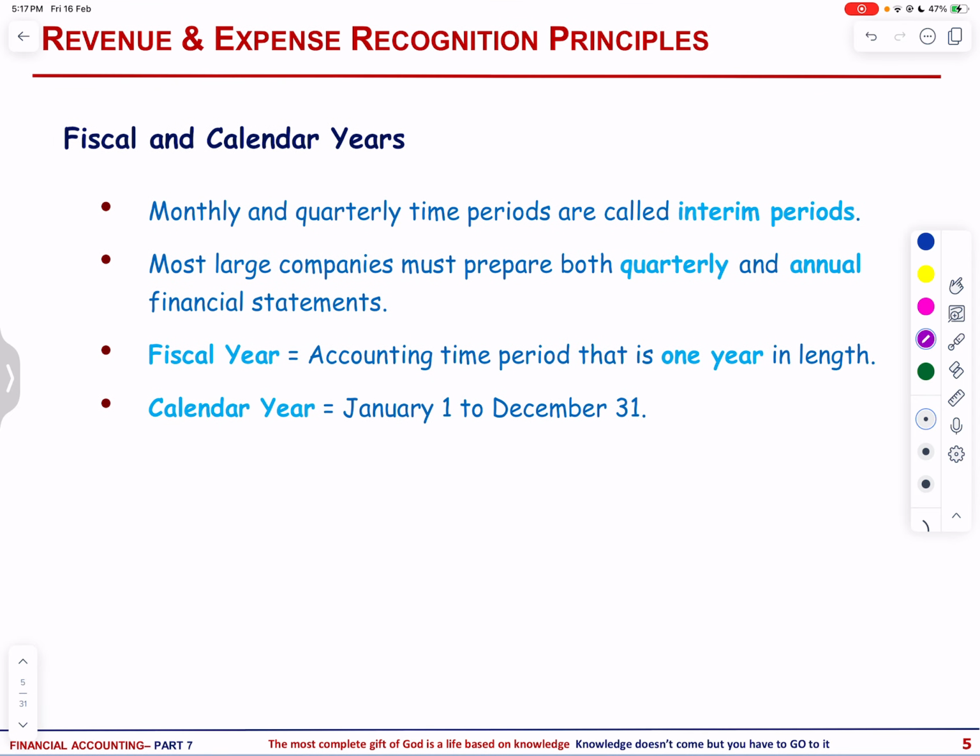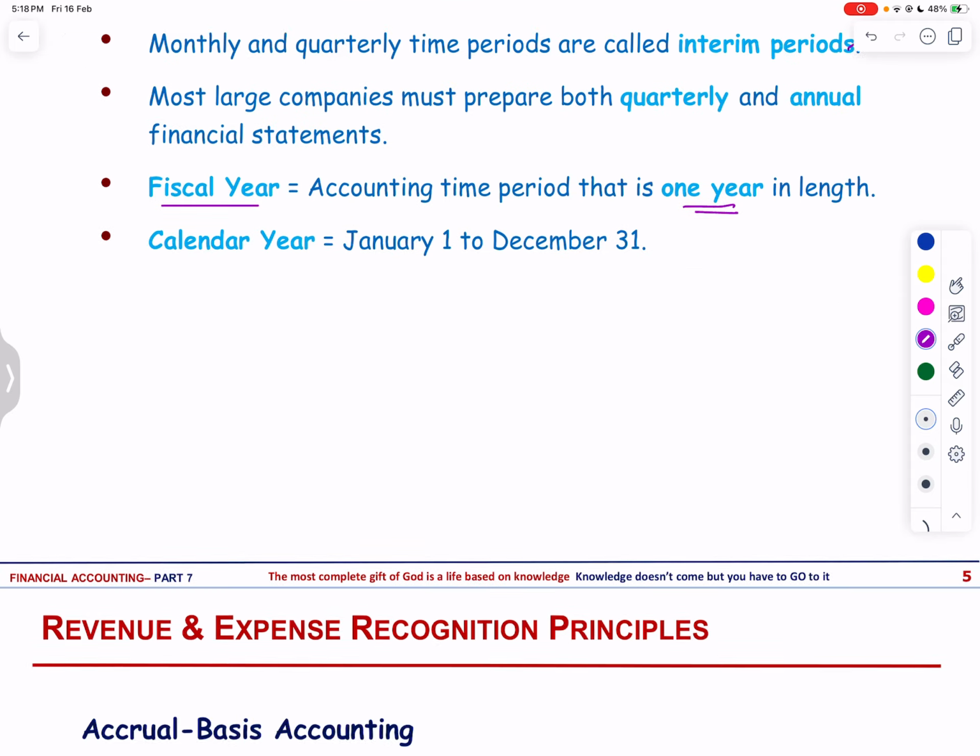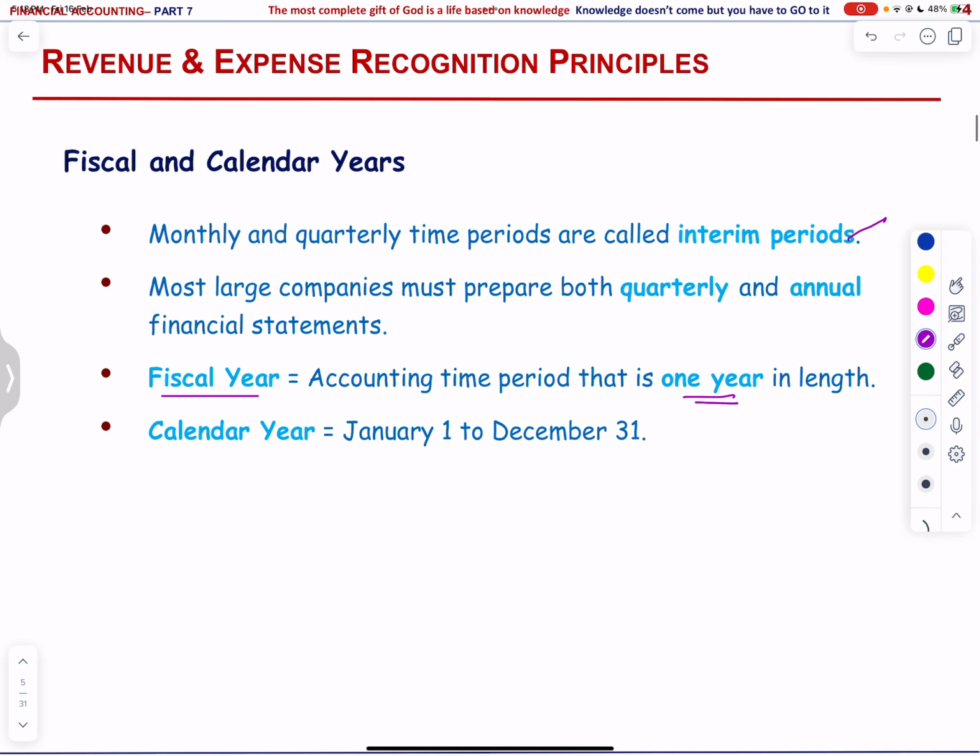An interim period is a shorter financial reporting period compared to a full fiscal year. Typically, these periods are quarterly and are mandatory for entities whose stocks or bonds are publicly traded. A fiscal year can begin on any date and last for exactly 365 days. In contrast, a calendar year starts on January 1 and ends on December 31st, following the Gregorian calendar.